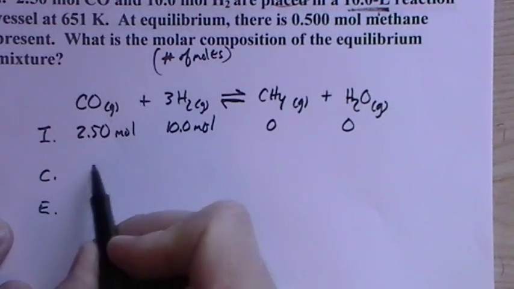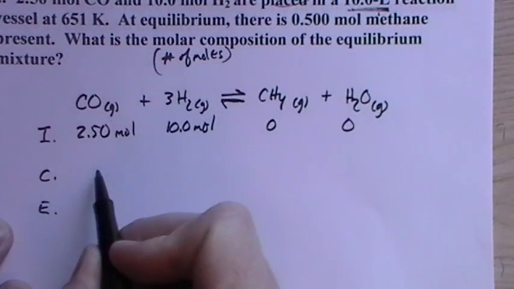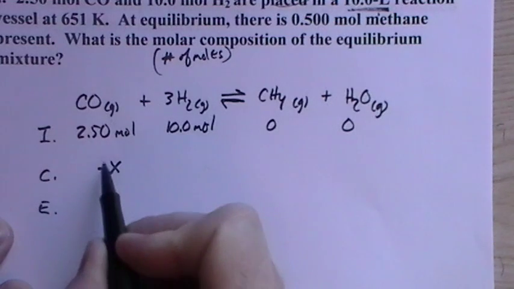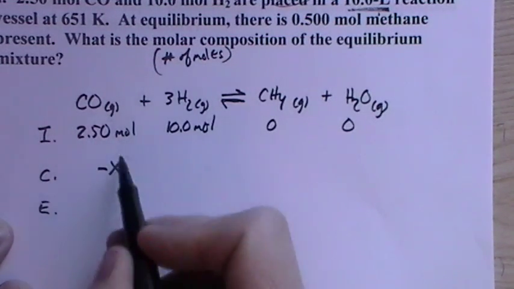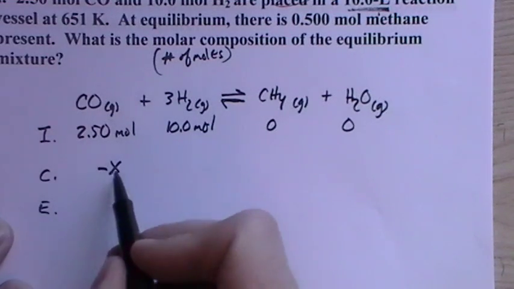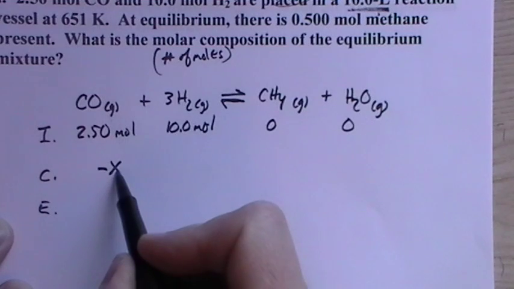Now the change here, we don't know. We know that there was a change. The reaction did go forward, so we put minus x. We don't know what x is, but we know that we lost some. This might be minus 1, so that we add them up: 2.5 minus 1 would be 1.5. But we don't know what it is. We just know that it's negative because we lost some, and we put x.